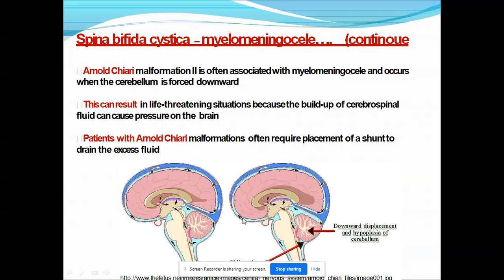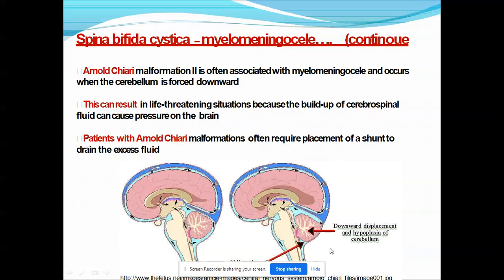So you can see in this picture, inside the brain there will be CSF pressure buildup. CSF fluid will accumulate inside the brain. Okay, so that is very common in case of myelomeningocele. So we will require a shunt. A shunt has to be put in place to drain the excess fluid.